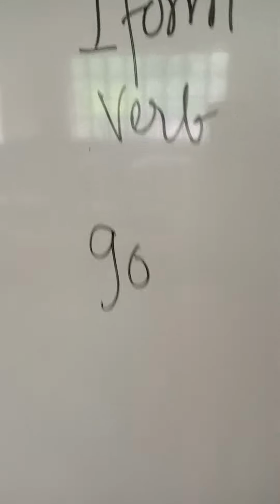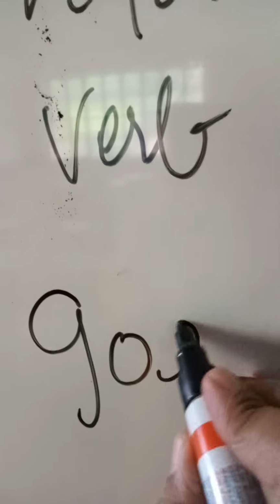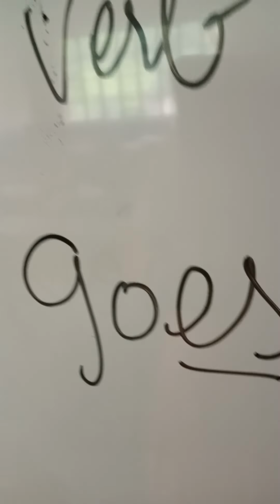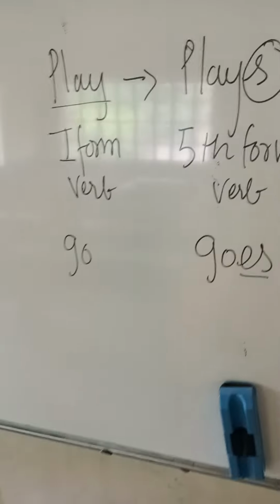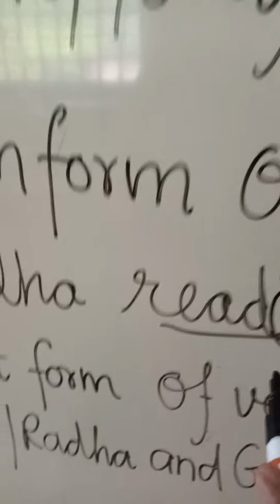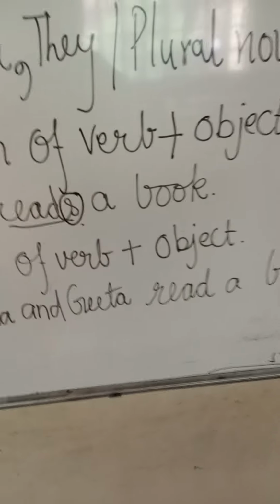Suppose one more, go. Go is a first form, and what is the fifth form, children? What will we add after go? We add es. So I have added es. It means I have now made this form the fifth form of verb. I hope you have understood what is the first form and what is the fifth form. So with the singular subject we always use the fifth form of verb, as you can see here: he, she, Radha reads a book.